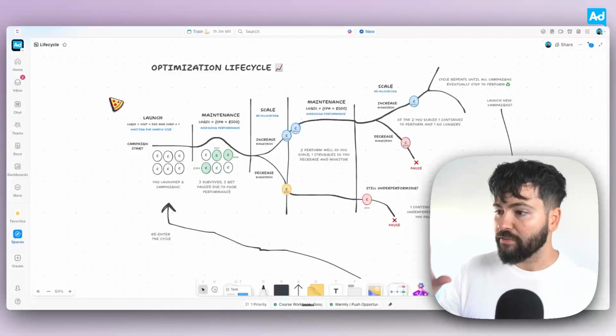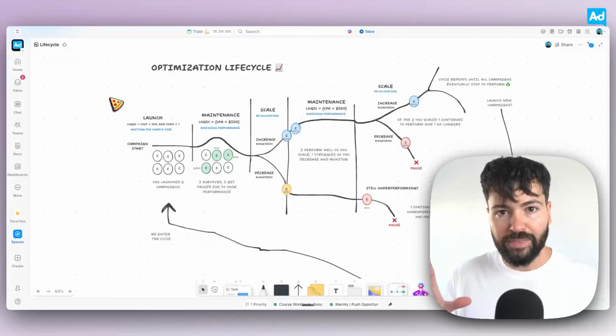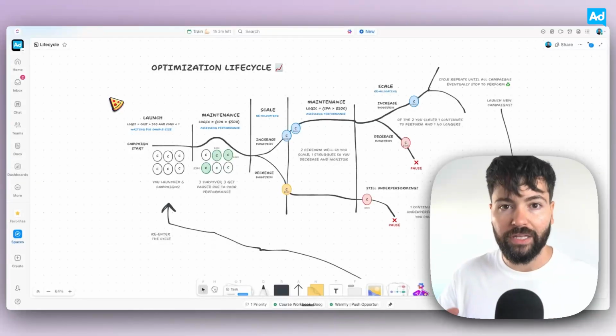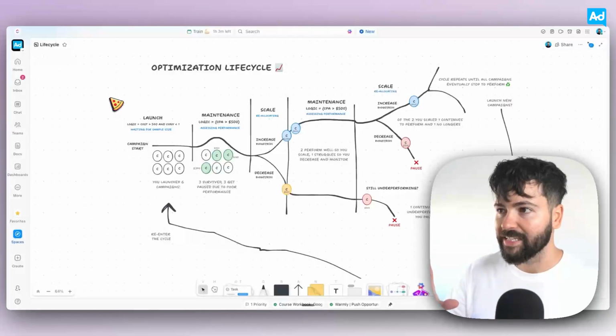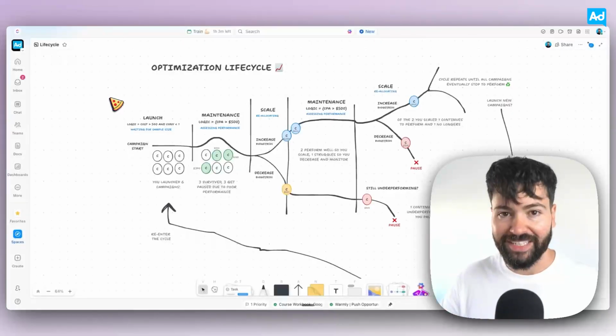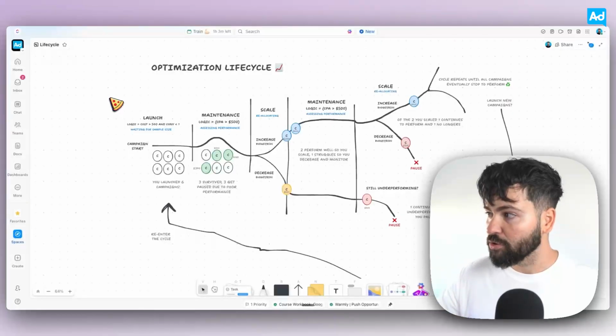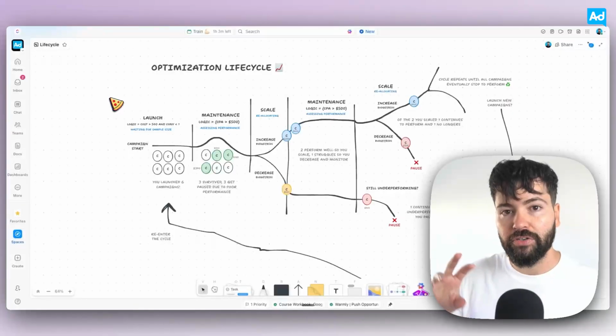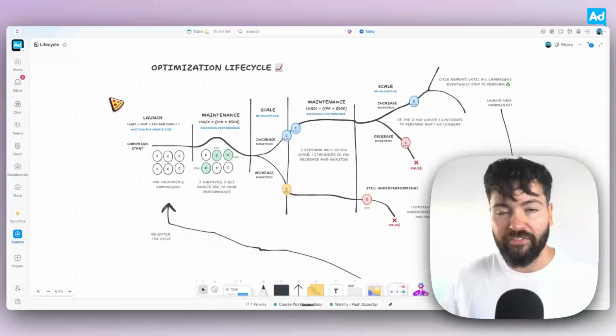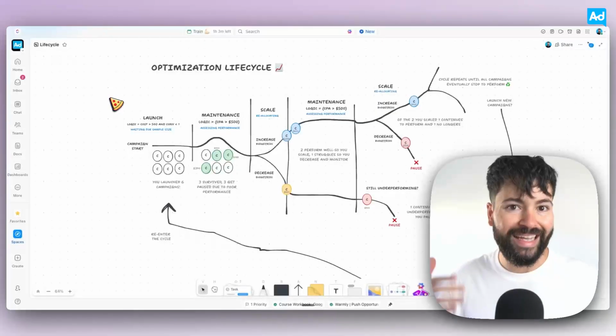So this here in front of you is what I call the optimization lifecycle. If you've been following along this channel, you know we like to pull out the whiteboard. I came prepared this time and I mapped everything out here for you ahead of time. I want to walk you through the optimization lifecycle, and then I'm going to show you how this actually manifests into workflows that we have built in Sammy.